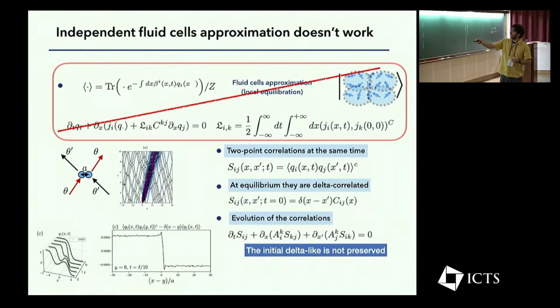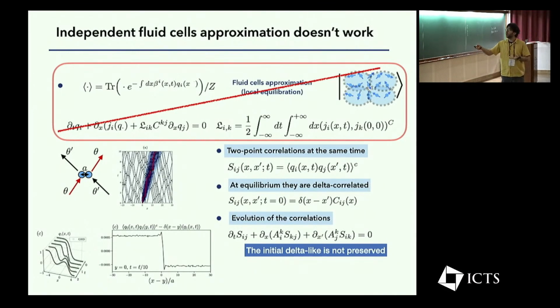this delta-like correlation is not preserved, okay? It would be preserved if I could factorize this A outside, if this A did not depend on x and x prime. And that would be preserved, no problem. That's what happens in free systems. If you take hard rods and you send the size of the rods to 0, then you will not have this effect. But because here, locally, velocity depends on space, the initial delta is not preserved.